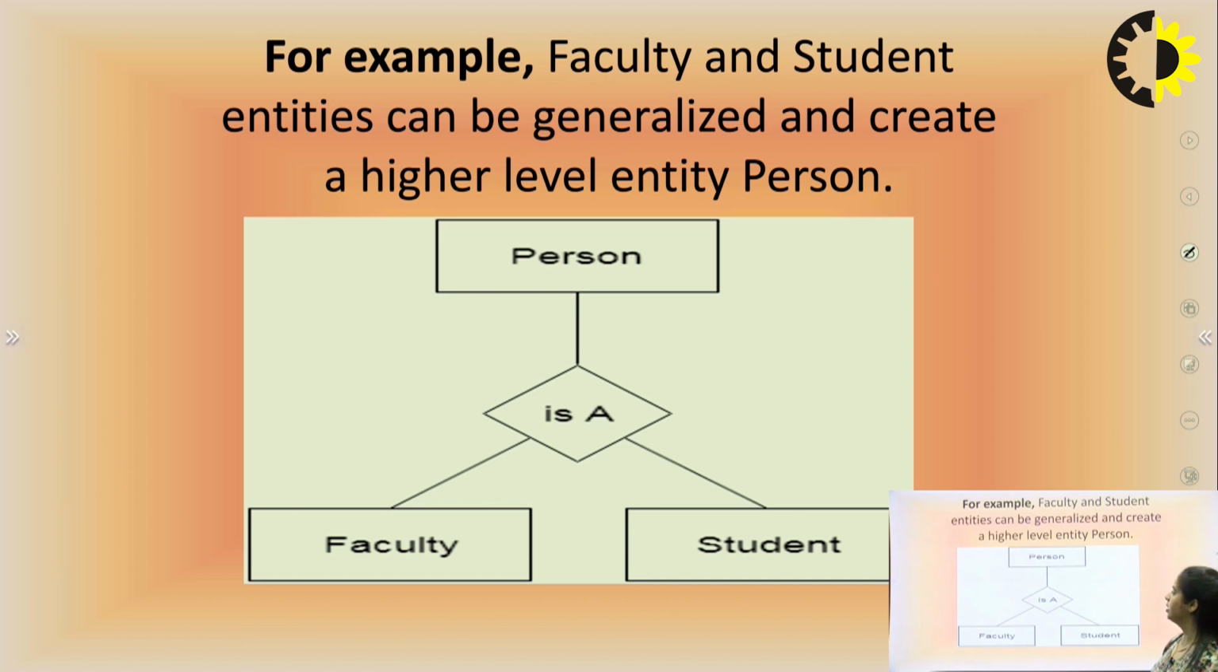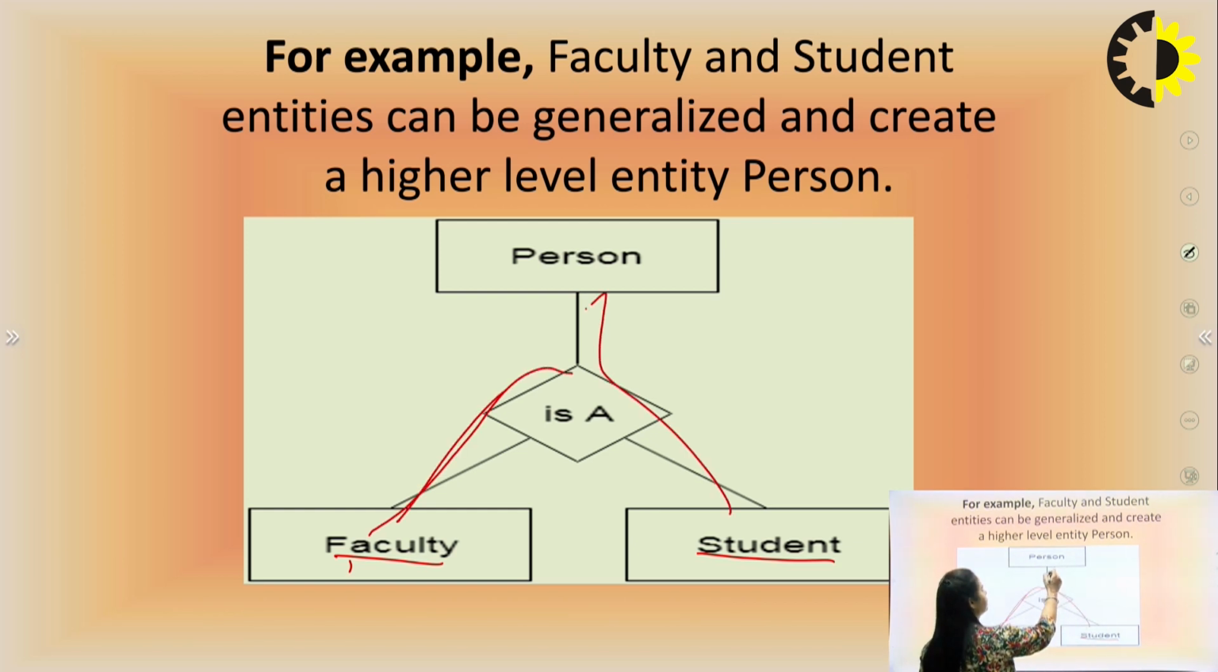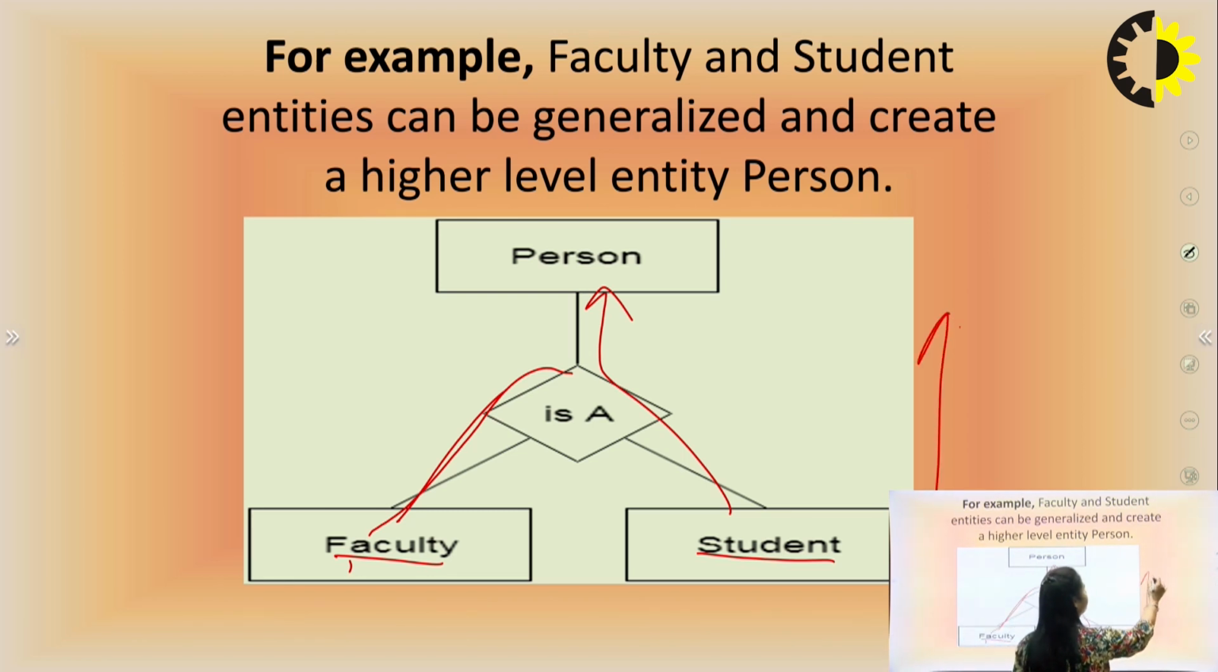For example, here faculty and student. We have two entities, faculty and student, but these two entities possess the attributes, properties or characteristics of a person. Faculty also have the properties of a person, and students also have the properties of a person. So the person property is common in both of the entities. So we will combine them together to make it a person. This is called generalization. This is the bottom-up approach.